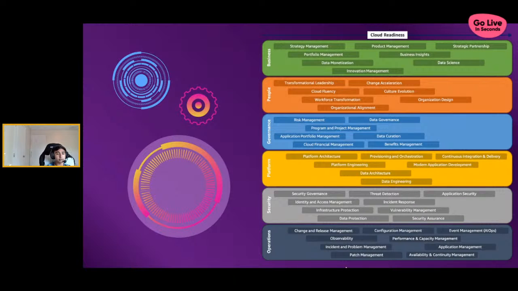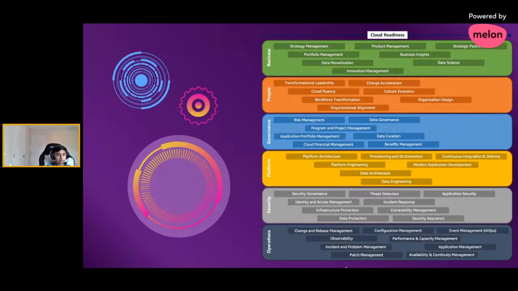and also benefits management. Next to platform, there's platform architecture, provisioning and orchestration, continuous integration and delivery, platform engineering, modern application development, data architecture, and data engineering. Next is security. There's security governance, identity and access management, infrastructure protection, data protection, threat detection, incident response, vulnerability management, security assurance, and also application security.